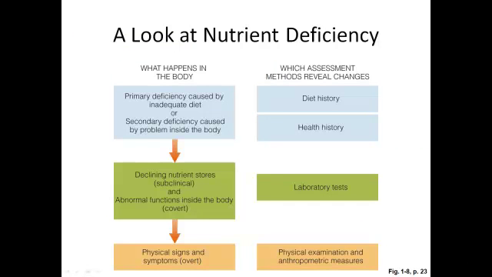Let's look at nutrient deficiency and how it can be determined during a nutrition assessment. A primary deficiency, which is caused by an inadequate diet, or a secondary deficiency, which is caused by a problem inside the body, can be determined using diet history and health history. Primary and secondary deficiencies will eventually lead to declining nutrient stores, which is subclinical, and abnormal functions inside the body. When this happens, laboratory tests can reveal the subclinical and covert nutrition deficiency. As the nutrient deficiency progresses, the physical signs and symptoms, or the overt outward signs, become apparent. When this happens, you can determine the nutrient deficiency during the physical examination and during anthropometric measures.